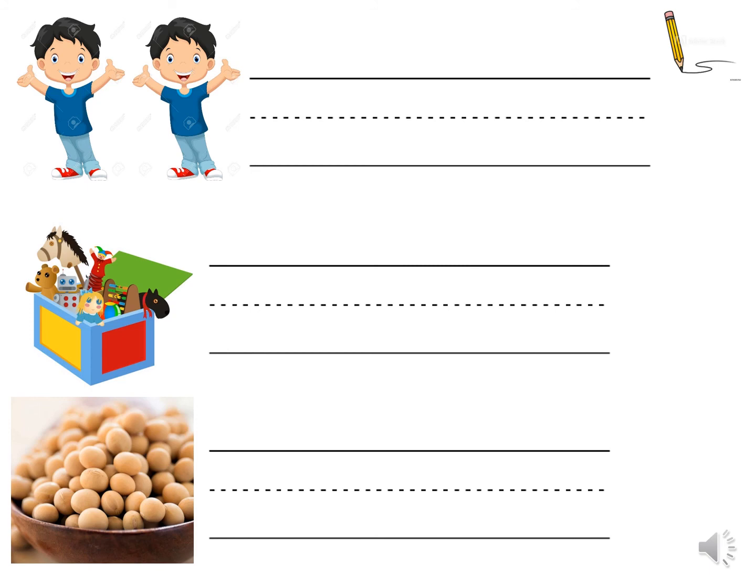Let's stretch out toy. T-oi, toy. And box, b-ox, box. Can you write down toy and box? Toy box.